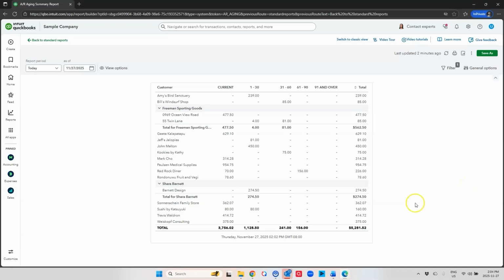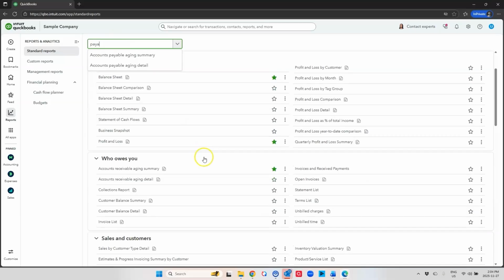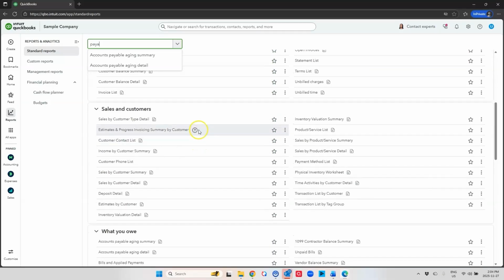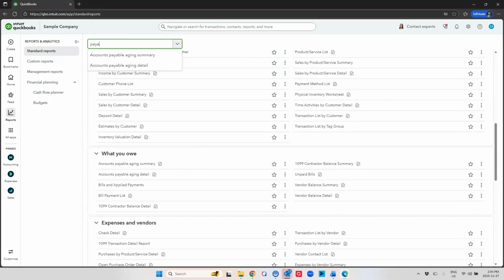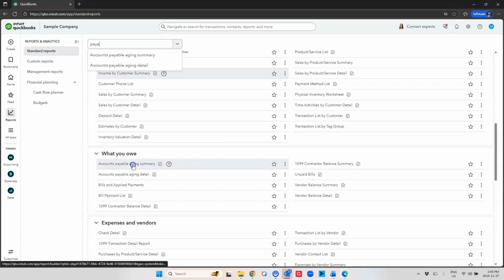The next place I go is accounts payable. So I'm going to pop back to reports. And I typically just start writing payable in here, your accounts payable aging summary, accounts payable aging detail. But if you didn't do that, you would be scrolling down to what you owe. I guess QuickBooks thinks what you owe is a lot less important than who owes you. So it's a little bit further down. So I'm going to click through into the accounts payable aging summary.